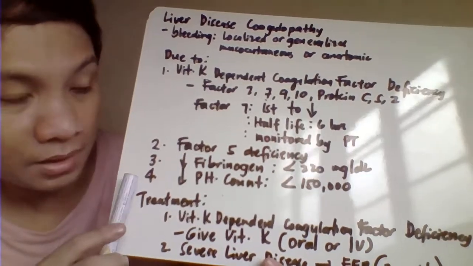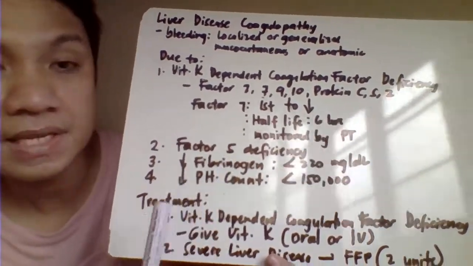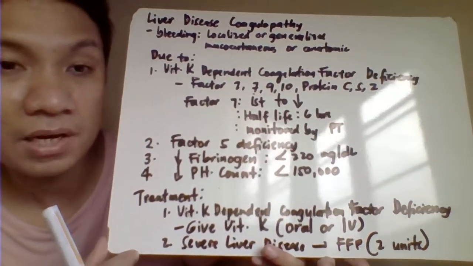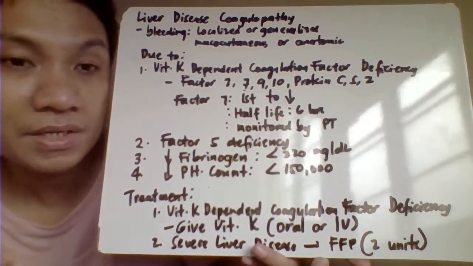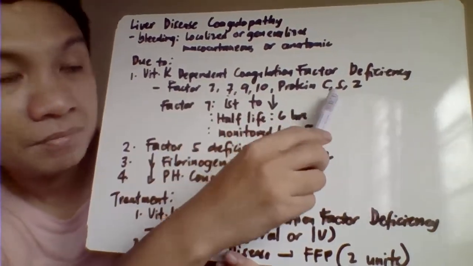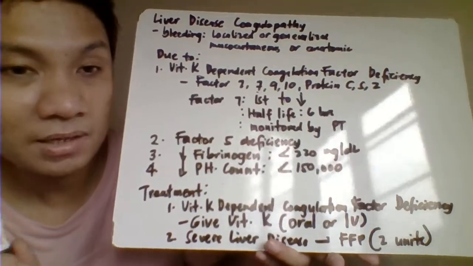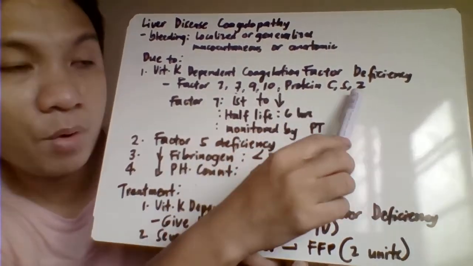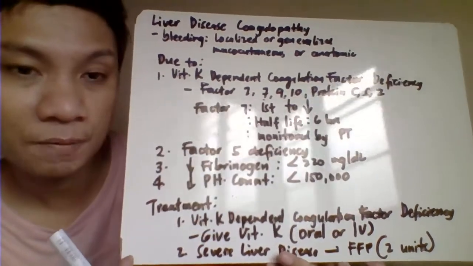time. Another one, factor 5 deficiency. Okay, the factor 5 deficiency would separate your liver disease from your vitamin K dependent coagulation factor deficiency. Pag vitamin K dependent coagulation factor deficiency lang, so ito lang problem natin. But if you talk about your liver disease, so this one includes your vitamin K dependent coagulation factor problem plus your factor 5, ang ating disorder.